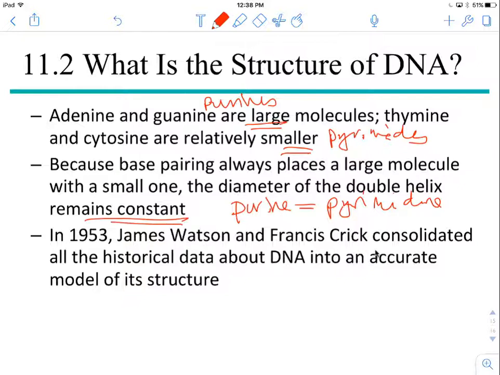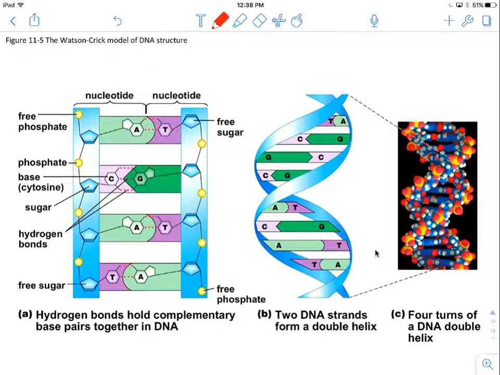Okay. And in 1953, Watson and Crick consolidated all of the data they had about DNA and the data they stole from Rosalind Franklin, don't even get me started, into the first accurate model of DNA. And there it is. Okay, so again here, if we have our phosphate at this end, that would be our 5' end. There would be a 3' hydroxyl at this end. So we go 5' to 3' in that direction. The opposite strand is anti-parallel, 5' phosphate to my 3' hydroxyl sugar there.